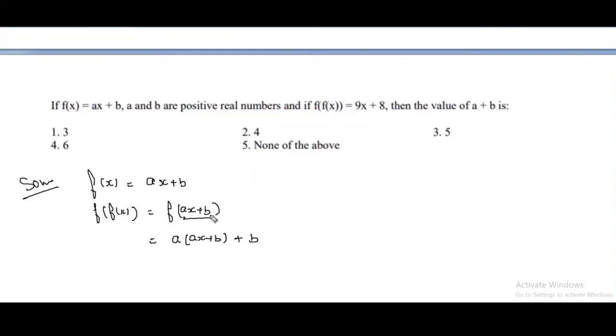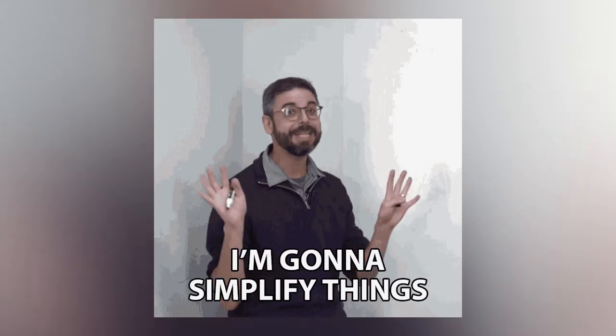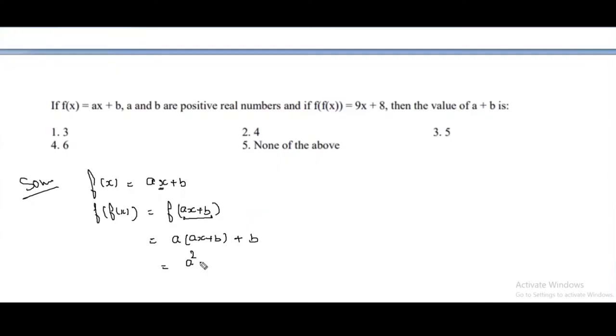That is the question. This is x. So replace here, in place of x, I'll put ax plus b. So if I simplify, what do I get? I get a square x plus ab plus b. And that is given to me as 9x plus 8.